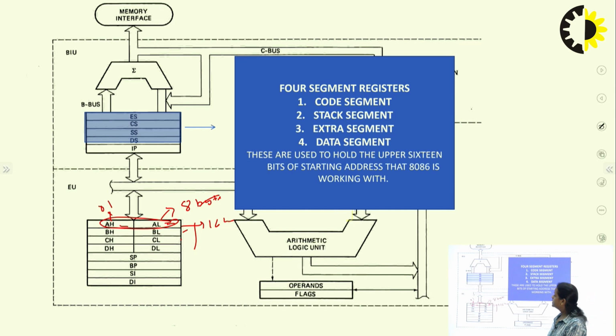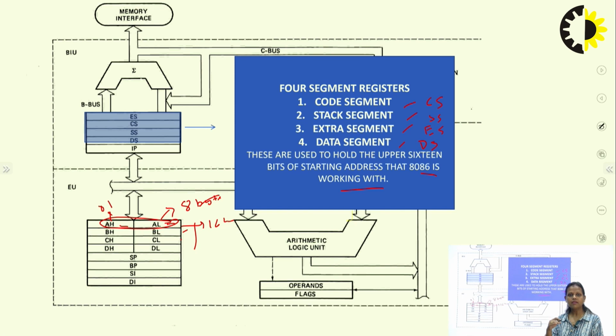Now these are the four segment registers: ES, CS, SS, DS, that is code segment, stack segment, extra segment, and data segment. This is CS, this is SS, this is ES, and this is DS. They are used to hold the upper 16 bits of the starting address that the 8086 is working with. So they hold the starting address of the segment.